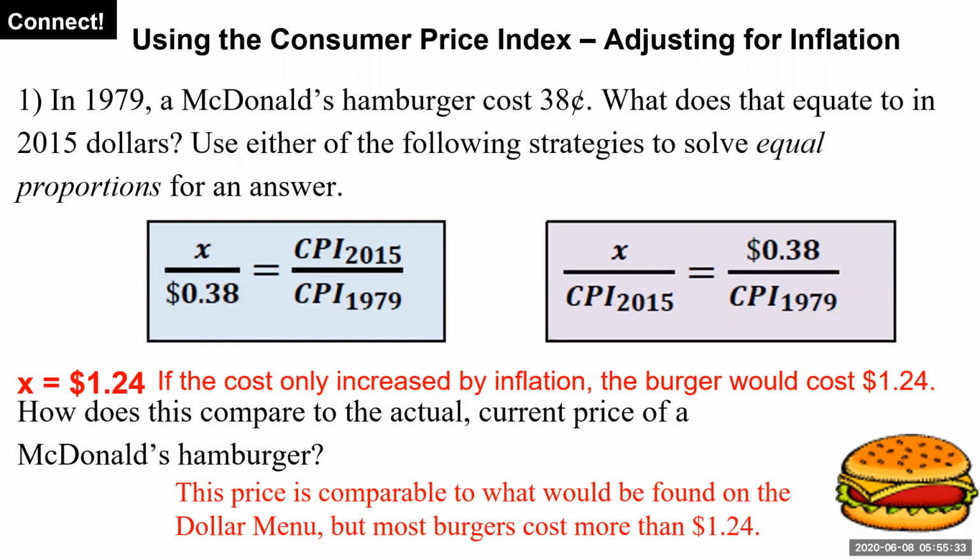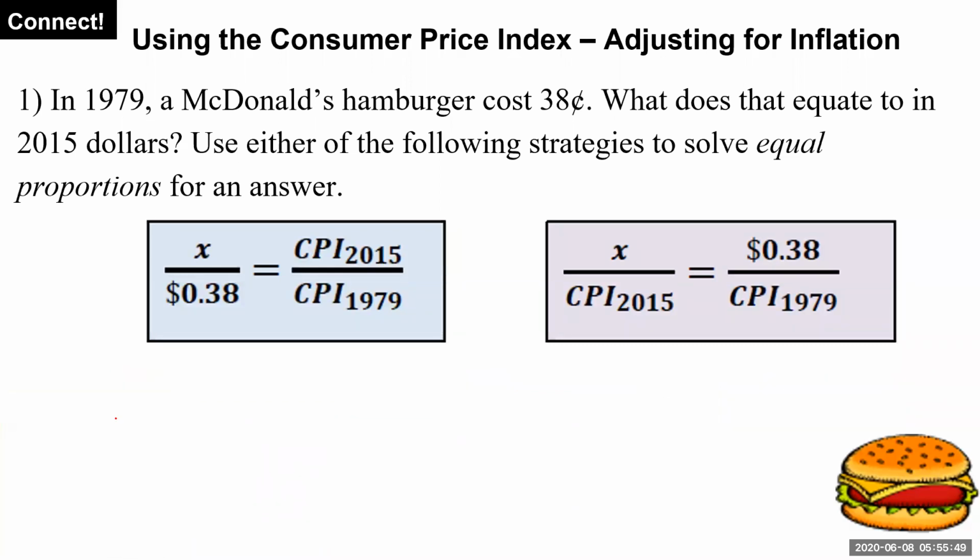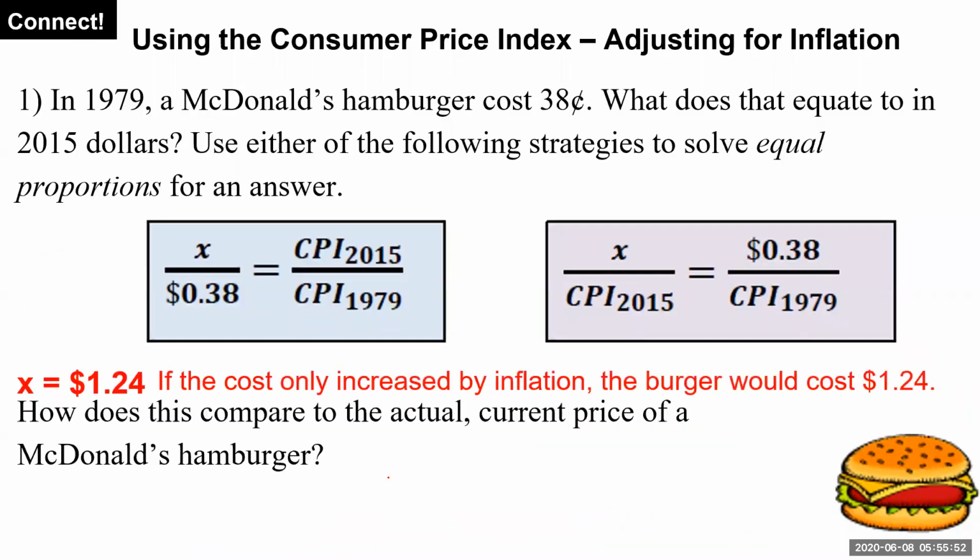Now let's see how we did that. How did we do this? Now you look at the table. I'm going to use both setups to get this right. So we're just going to fill in. If you look at this table right here, CPI for 2015, what is the value? That is 237.017. And CPI in 1979 is 72.6. These values are coming from the table on page 41.